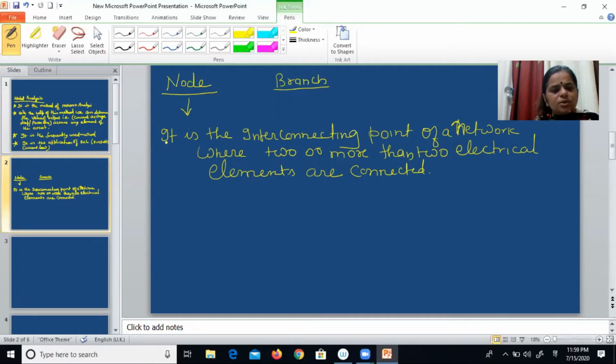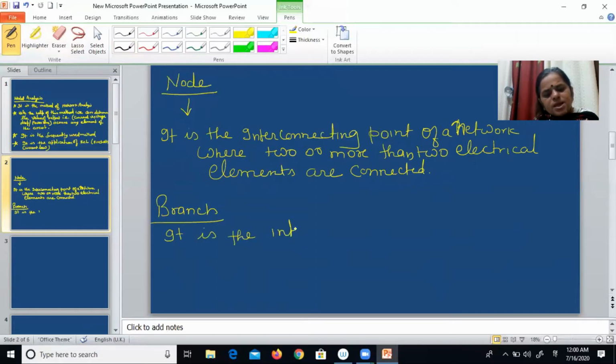Active elements are those elements which give some energy to the circuit. Passive elements are those elements which only consume energy. They are not the source of energy. So this is the node. Now the next thing is the branch. A branch is the interconnecting link between the nodes.